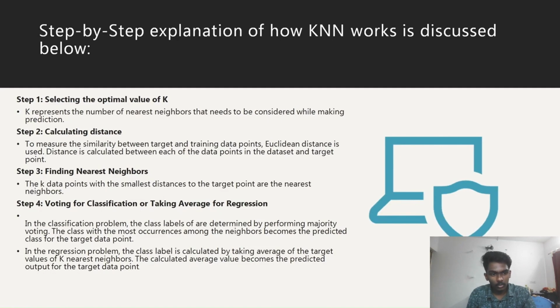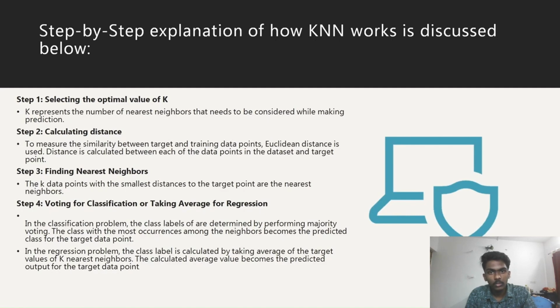Step 2. Calculating distance. This is the most important step. To measure the similarity distance between the target and training data points, Euclidean distance is used. Distance is calculated between each of the data points in the data set and the target point. Step 3. Finding the nearest neighbors. The data points with the smallest distances to the target point are the nearest neighbors.